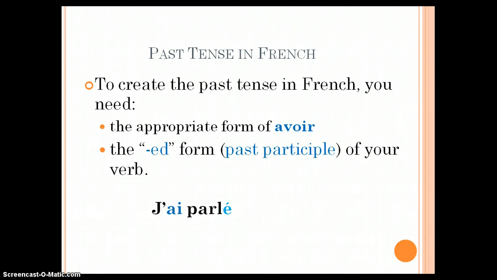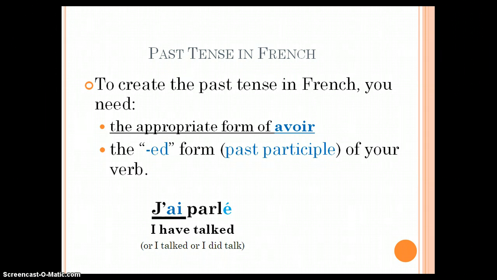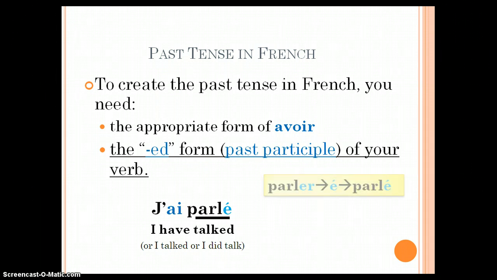So let's look at this example. J'ai parlé. J'ai parlé means I have talked, or you can also translate this to mean I talked or I did talk. To create the past tense in French, you need the appropriate form of avoir, which we have, j'ai. And you also need the ed form of the past participle of your verb, which we have as well, parlé. Now remember, it's parlé because parler in its infinitive is an er verb. And er changes to é. So you go from parler to parlé.